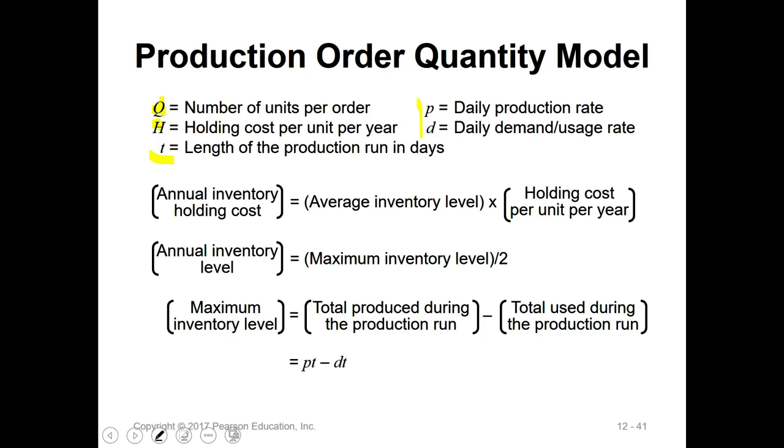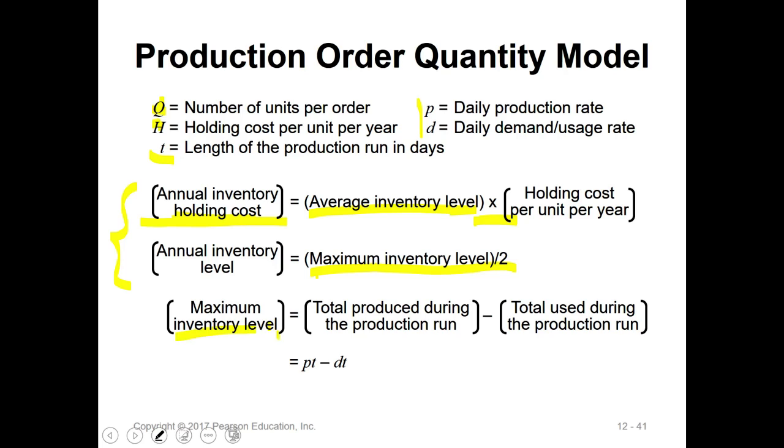So following this formula, we still try to find the intersection point of holding cost and setup cost. For the annual inventory holding cost, this part is to figure out the holding cost. Because it's still a linear line, we use the average inventory level times the holding cost per year per unit. The physical idea is the same as the previous model. Maximum inventory level divided by 2 is the average inventory level. We use these two logics exactly the same as the previous model.